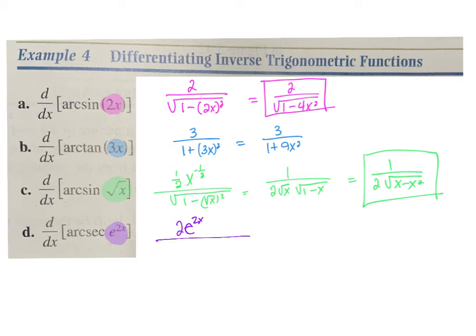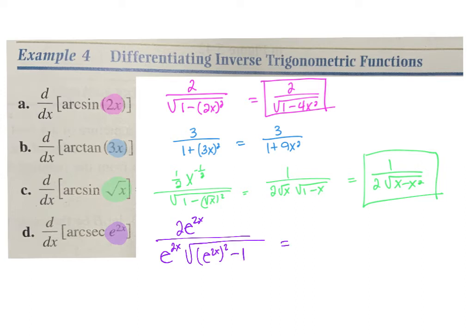it has absolute value of u, but e is always positive because it's 2.17 blah, blah, blah to a number. And so you don't even have to worry about the absolute value there for the e because it's always positive. No matter what you take e to, it's going to be positive. So you can leave the absolute value off here. So just e to the 2x and the square root of e to the 2x squared minus 1.